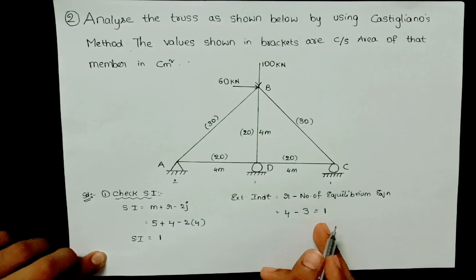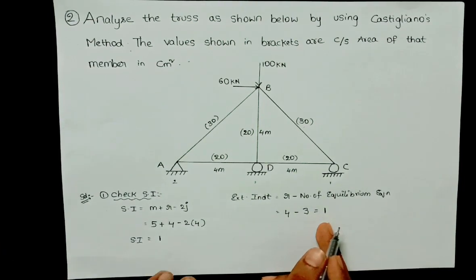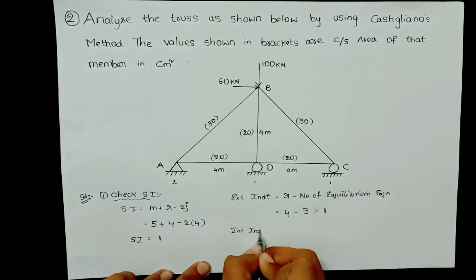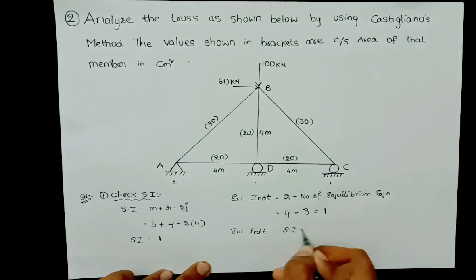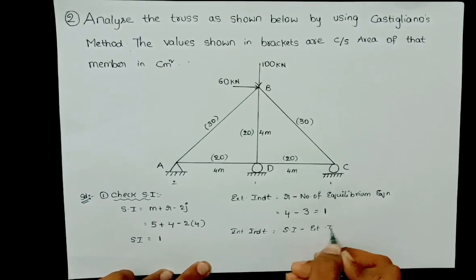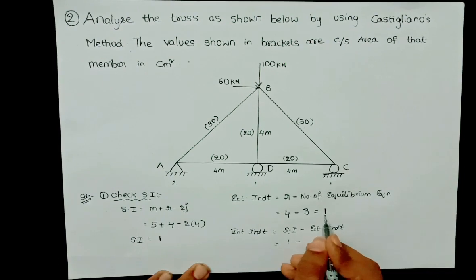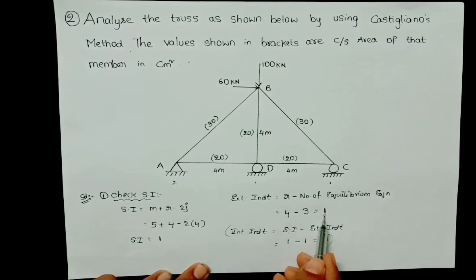Since we obtained external indeterminacy as 1, we need not calculate the internal indeterminacy again. If you calculate, it will come out as 0. Internal indeterminacy is equal to the total SI value minus the external indeterminacy. This is the formula for internal indeterminacy. So the SI value is 1 minus the external indeterminacy value, again 1, which gives 0. So there is no need to calculate this one. We obtained external indeterminacy as 1.